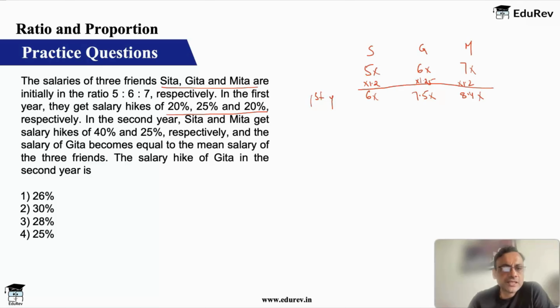In the second year, Sita and Meeta got hike of 40 and 25. Okay. Second year, 40, so into 1.4. So this will become 8.4x. Meeta got 25%.